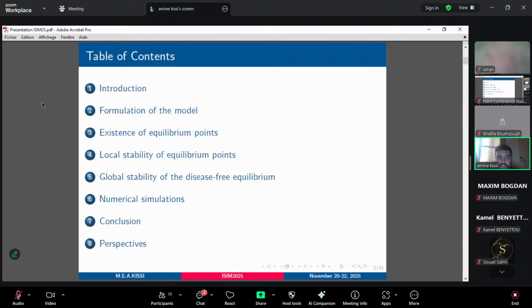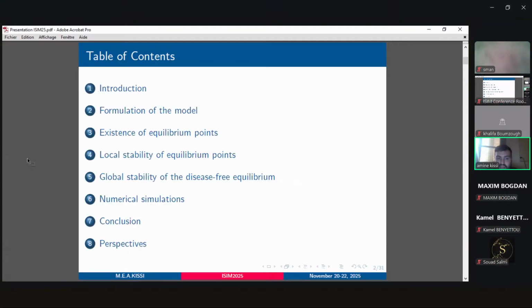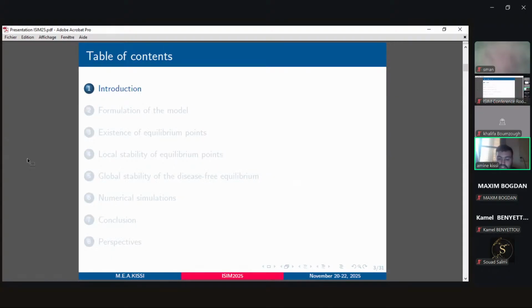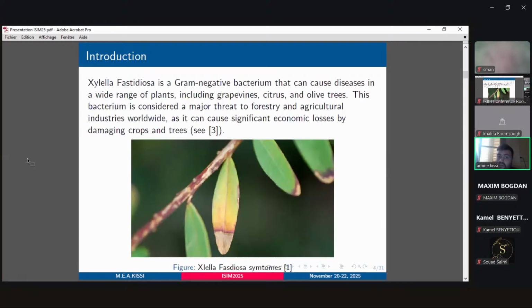We start with a small introduction. After that, we will see the study of our model. So the introduction is about the biological phenomenon. What is Xylella fastidiosa? Xylella fastidiosa is a gram-negative bacterium that can cause disease in a wide range of plants, including grapevines, citrus, and other plants, and particularly olive trees. This bacterium is considered a major threat to forestry and agricultural industries worldwide, as it can cause significant economic losses.